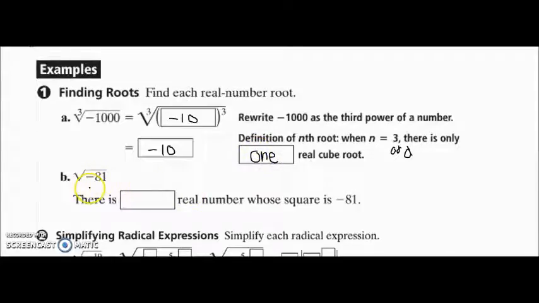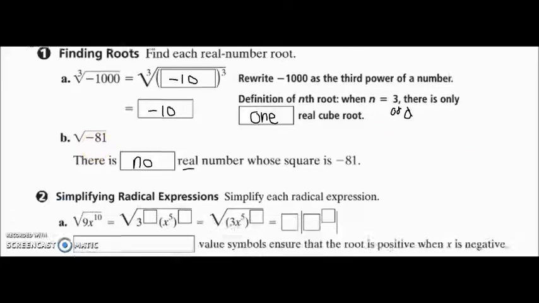Let's look at example B. The square root of negative 81. So let's think about this. Is there any real number that we could square and get negative 81? There is no real number whose square is negative 81. So in this case, there's no real number. We can't find the real number root of this.